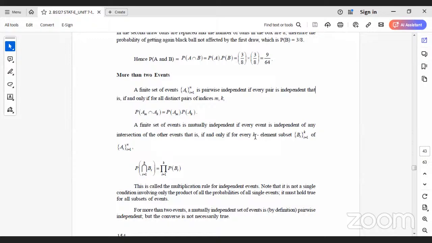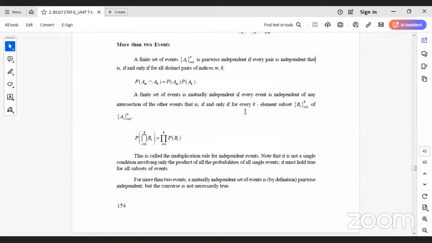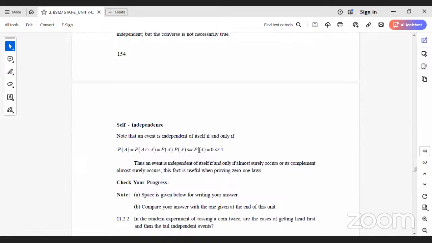So this is a fundamental formula. This is called the multiplication rule for independent events. Note that it is a single condition involving only the product of the probabilities of all single events. It must hold true for all subsets of events. For more than two events, a mutually independent set of events is pairwise independent, but the converse is not necessarily true.